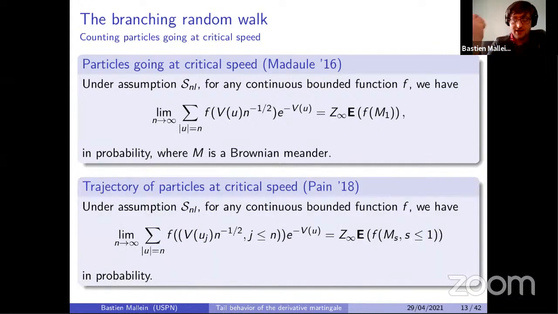So this result was later extended by Michel Pain, who proved that when you look at the full trajectory of particles that stay within distance root t from the maximum, you get convergence towards the expectation of a function of the Brownian meander, but you keep this derivative martingale appearing in the limit. So the derivative martingale tells you to the first order the number of particles that stay within distance root t from the minimal position at time t.